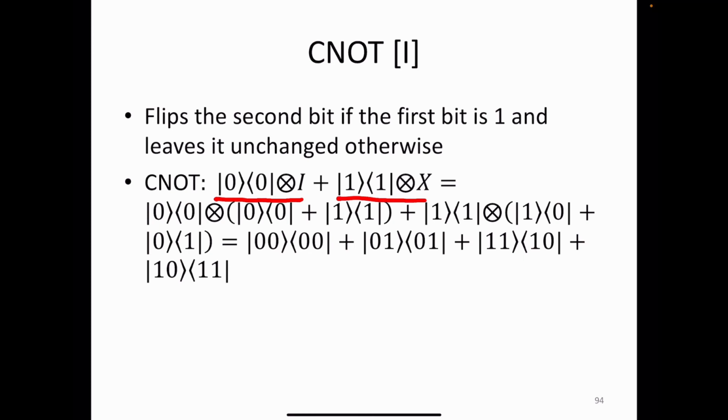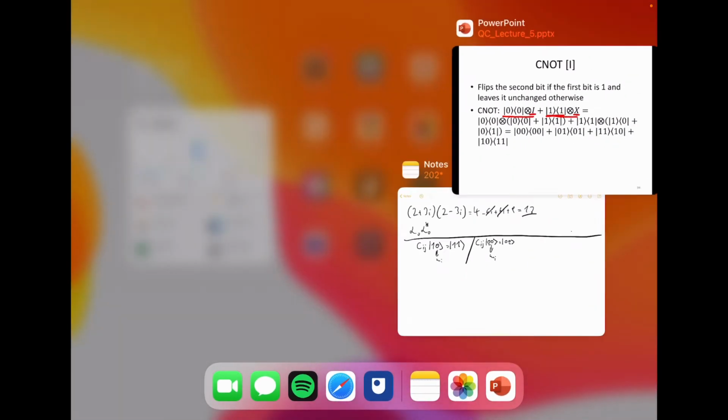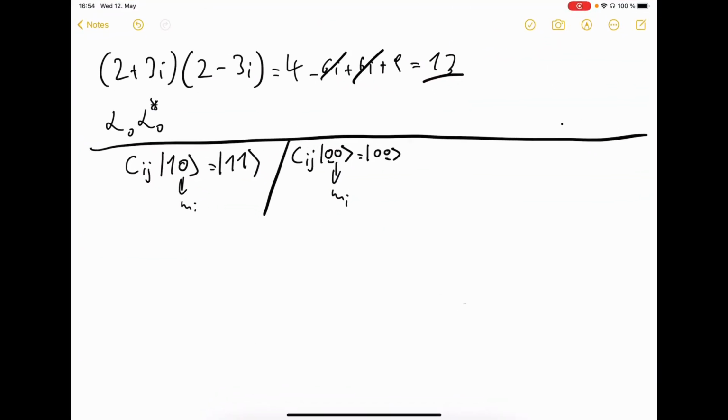That means if the original state of the control bit is 0 in the first one, then apply identity to the second one, which means leave it alone. However, if the state of the first qubit is 1, then apply the NOT operation to the second one. Let's quickly have a look at how to construct this gate.